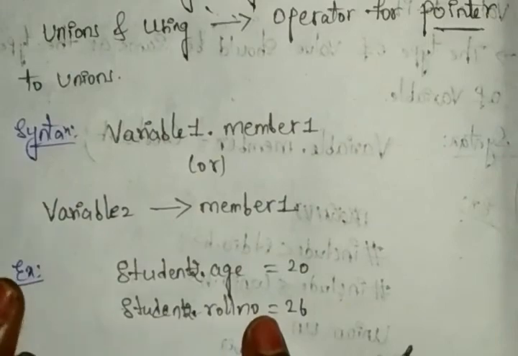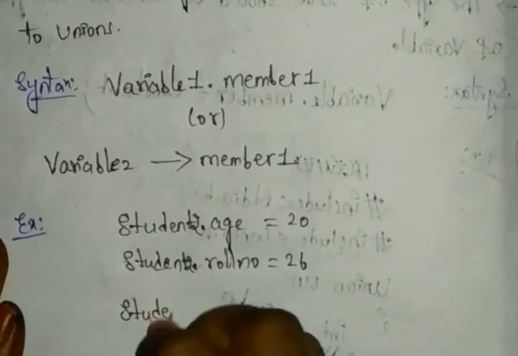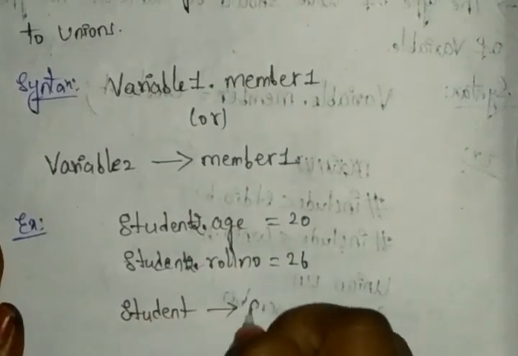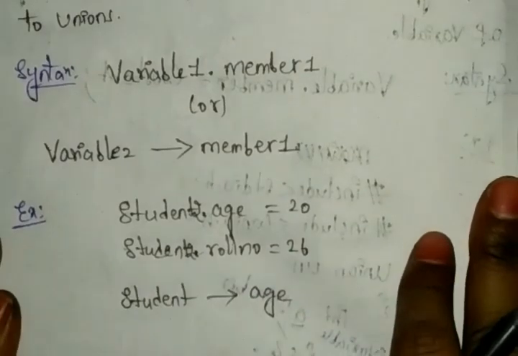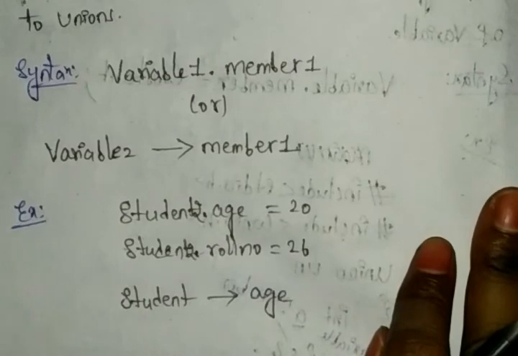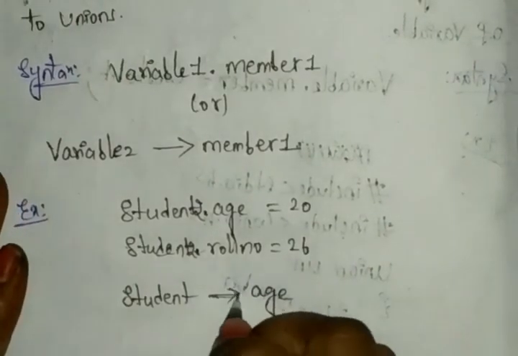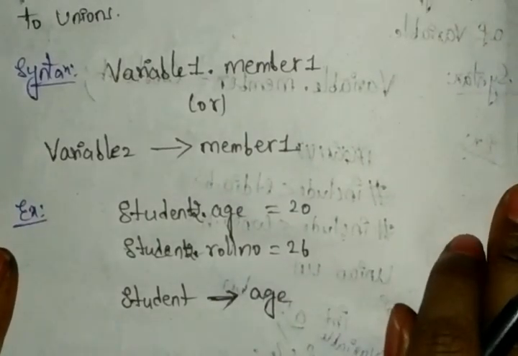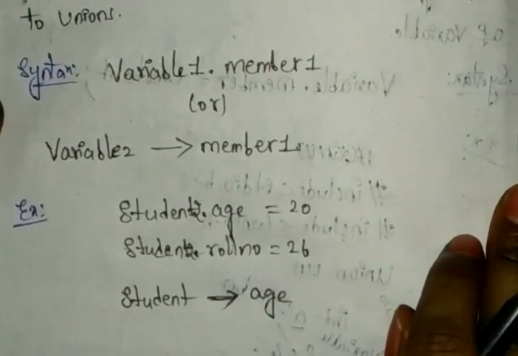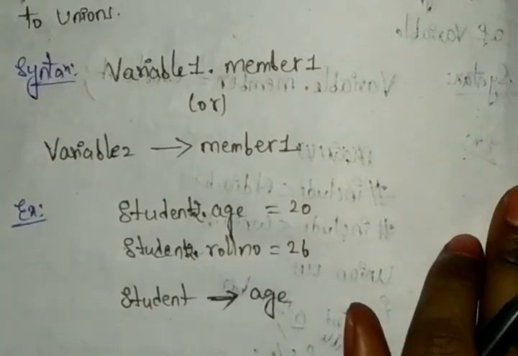And also we can declare this with a pointer variable, like student arrow age. Like this we can also declare with pointers. Just remember, accessing of the union members is similar to structures, but whenever you are using a pointer to the union, you use this operator, like this. So this is how we perform declaration, initialization and accessing of unions.